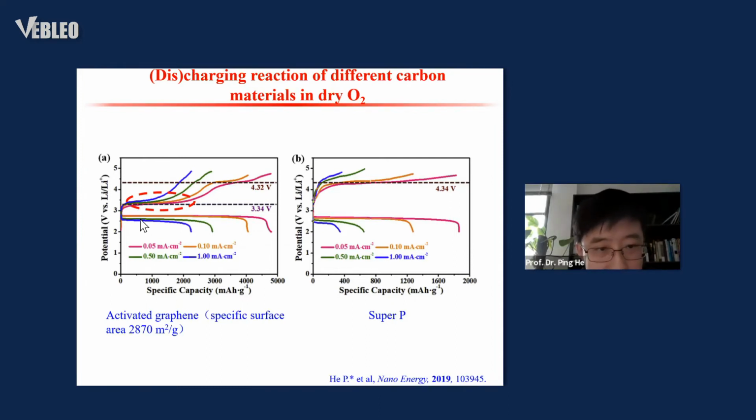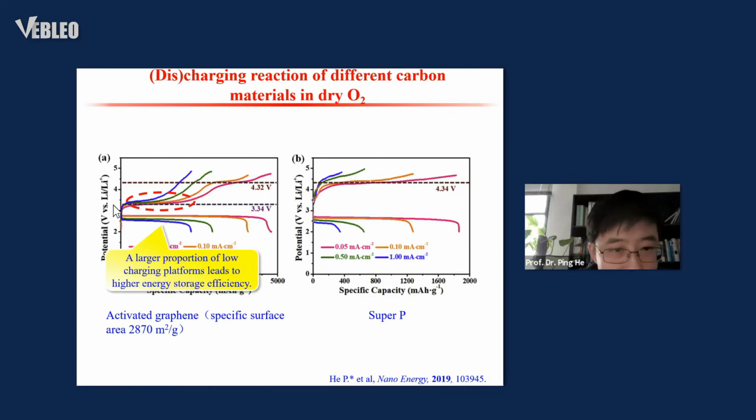But this carbon is the activated graphene. It has a specific surface area of 2,870 square meters per gram. Yes. So there's a large proportion of low charging platforms, which leads to very high energy storage efficiency.